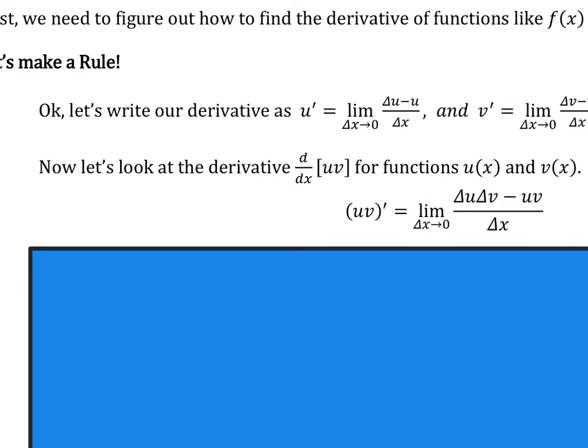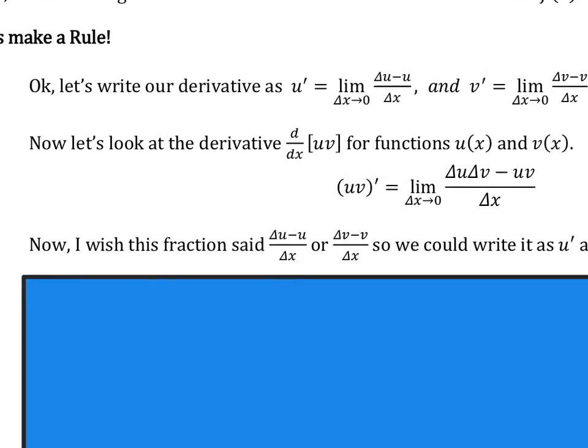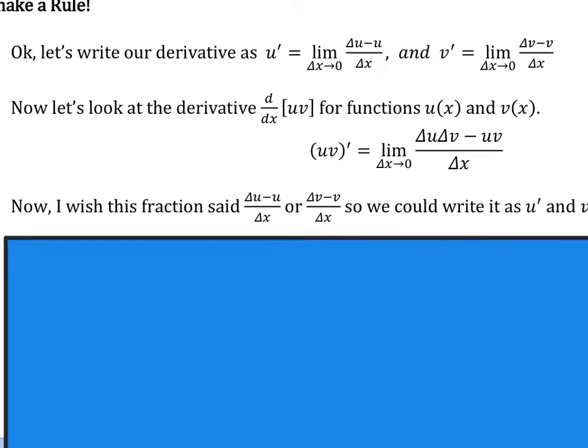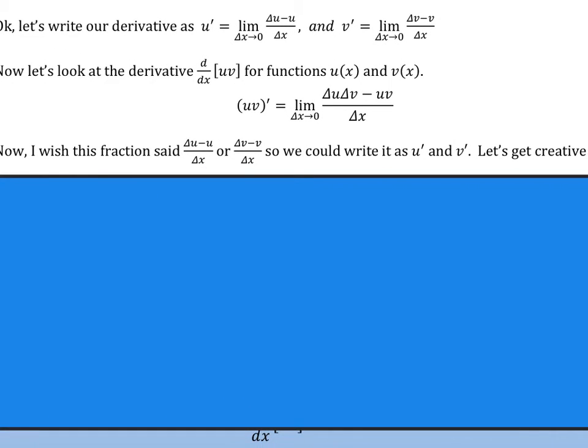Well, we've got this. We have the derivative of u times v. All right? And so that's going to be the change in u times v minus uv all over delta x. All right? That's our limit definition. Now we've got to work with this. All right? I wish it said something like delta u minus u over delta x, because then I know that's the derivative of u. Or this is a derivative of v. So I'm going to try to manipulate this a little bit here. All right. And let's see if we can change the way it looks.